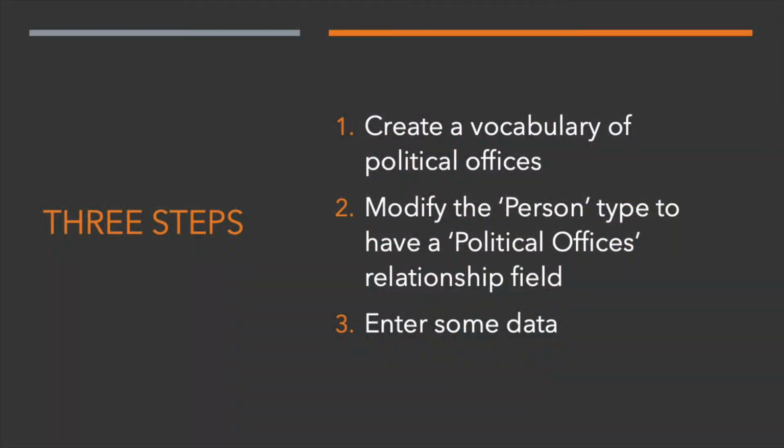For our example in this tutorial, we will relate a world leader to the country that they rule. In order to do this, we'll follow a similar process to the previous tutorial. First, we'll create a vocabulary of the different political offices a person might hold in a particular place. Secondly, we'll modify the person type to have a new political officer's relationship field. And finally, we'll enter some data.